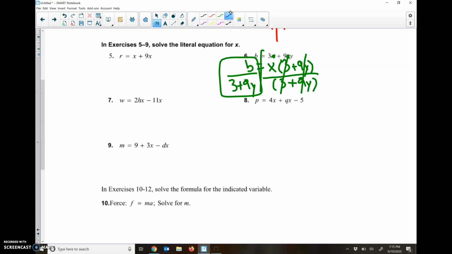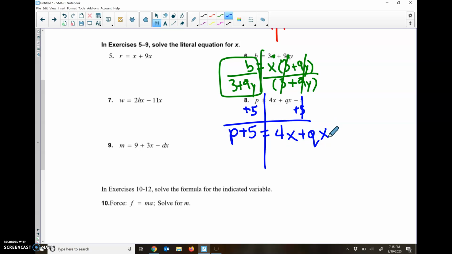All right, 8 gets a step harder because I can't pull an x out of everything. I have a 4x plus qx minus 5. There's no 5x. So I can't pull a 5x out of it. So I'm going to need to get that 5x over to the left side before I can start pulling something out. So over here I have p plus 5. And now on the right side, everything has an x. It's 4x plus qx. So now I can pull an x out.